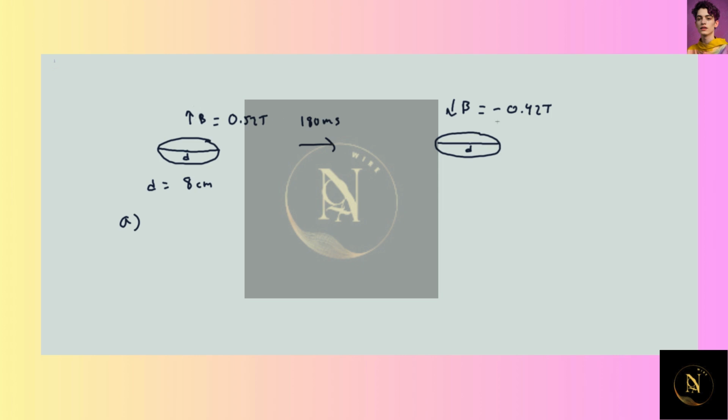So the magnetic field perpendicular to a circular wire loop is changed from a value of 0.52 Tesla in the upward direction to minus 0.42 Tesla, where the minus sign signifies the fact that the magnetic field has changed sign. So it's gone from pointing in the upwards direction to pointing in the downwards direction.